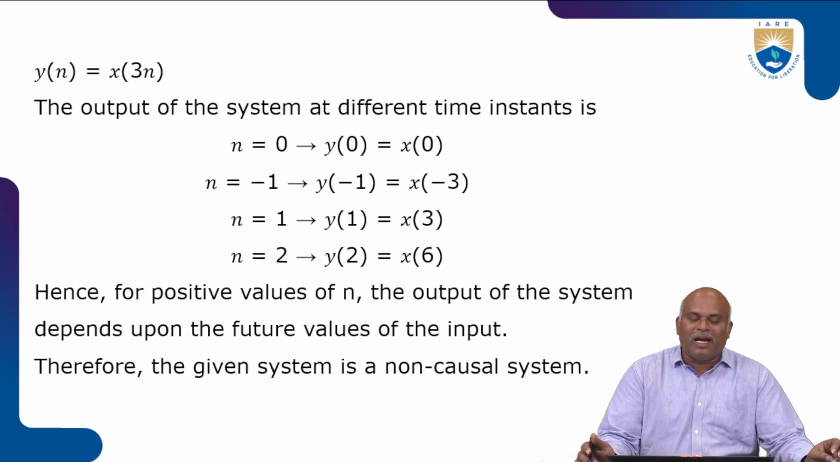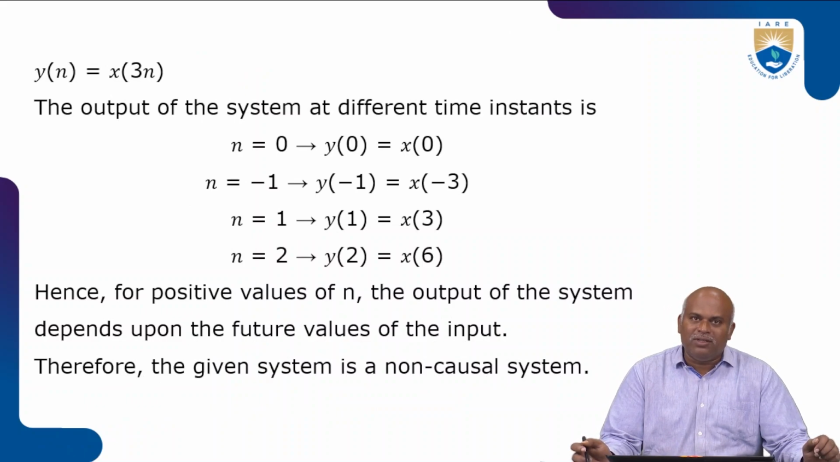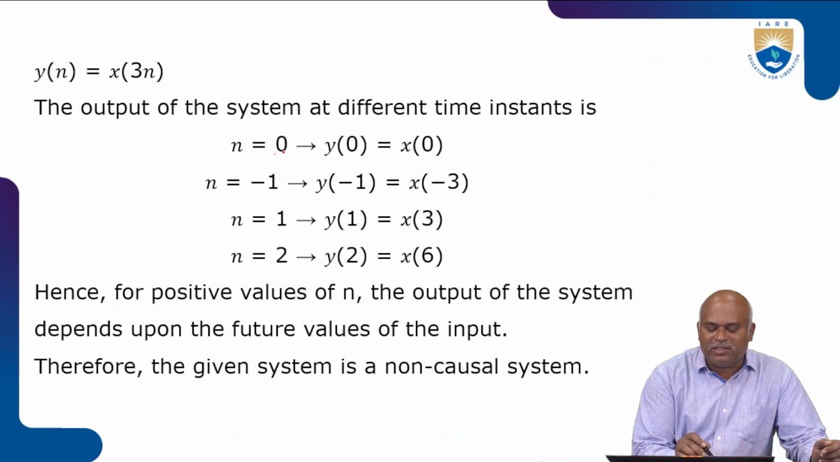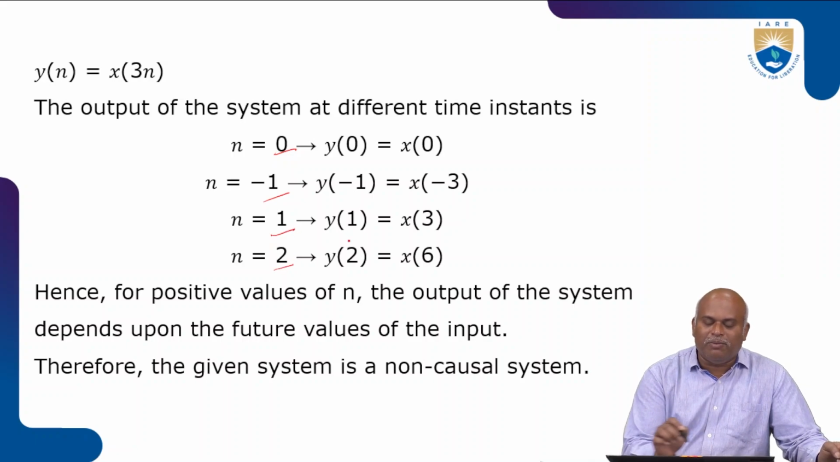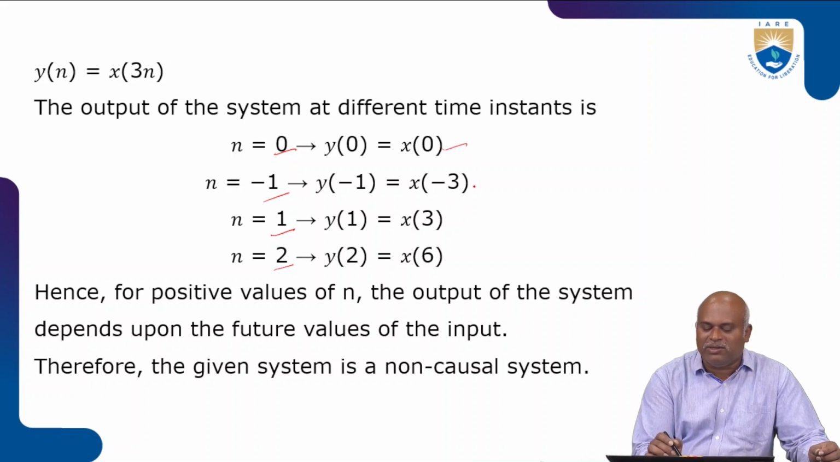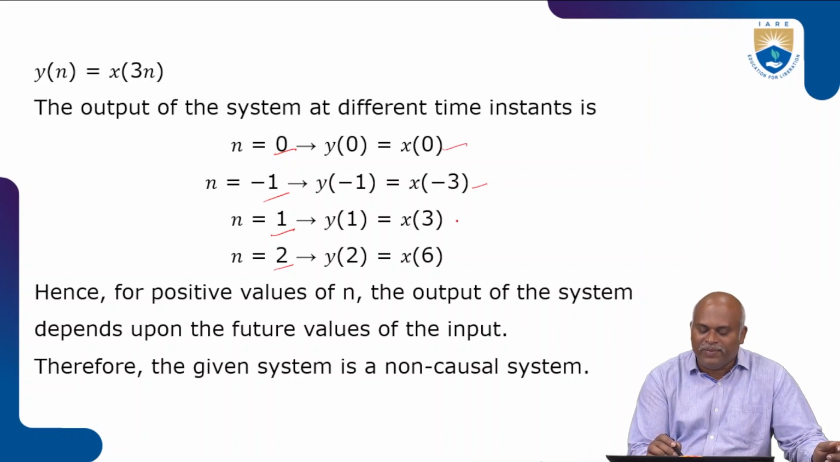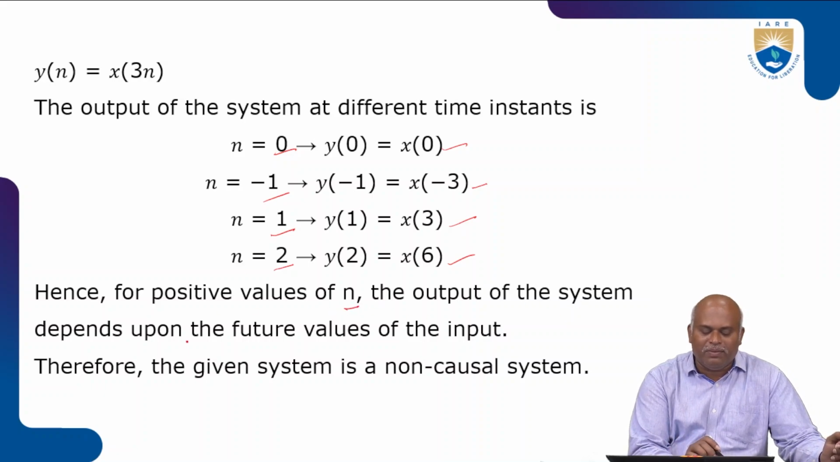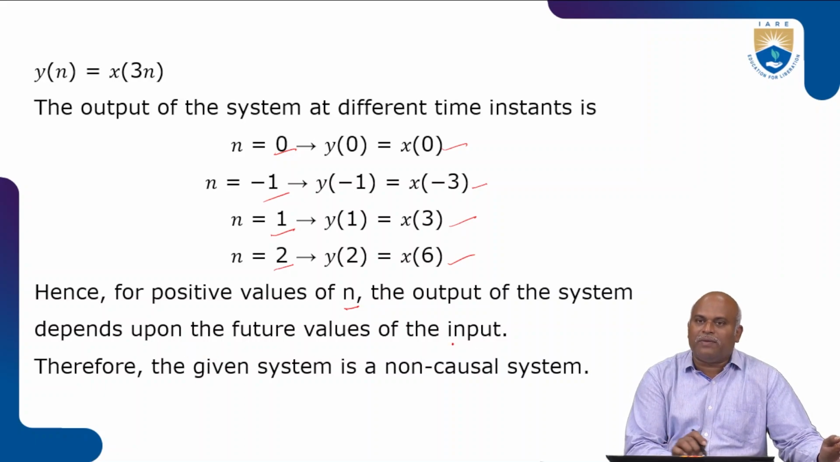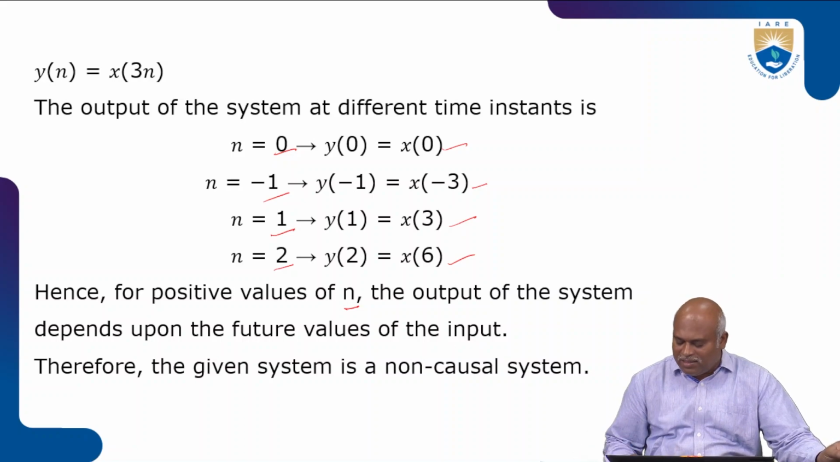Take another example, y of n equal to x of 3n. We substitute n equal to 0, n equal to minus 1, n equal to plus 1, and n equal to 2, which are the present, past and future values. This gives x of 0; minus 1 gives x of minus 3; 1 gives x of 3; and 2 gives x of 6. Now what happens? We gave positive as well as negative values of n, and the output of the system depends upon future values of the input also. Therefore, the system is called a non-causal system.